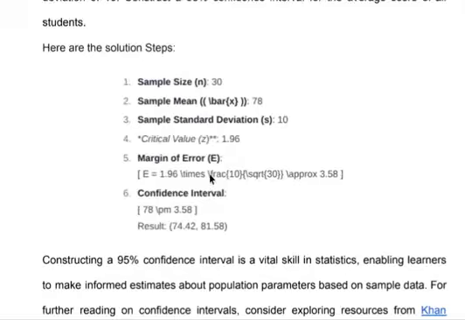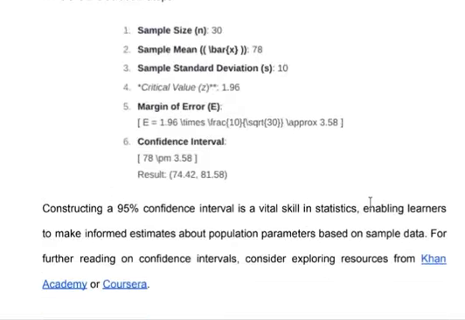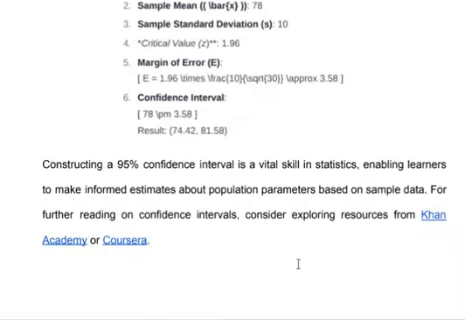Constructing a 95% confidence interval is a vital skill in statistics, enabling learners to make informed estimates about population parameters based on sample data. For further reading on confidence intervals, consider exploring resources from Khan Academy or Coursera.